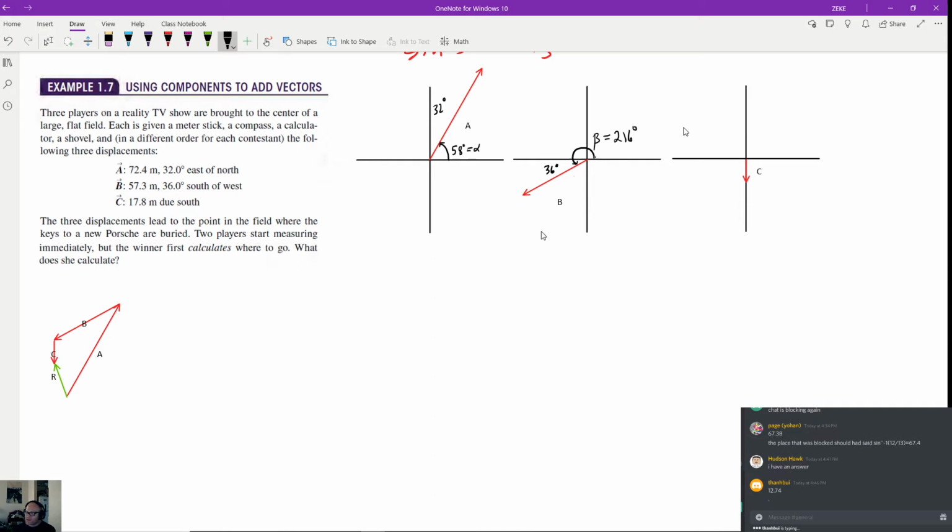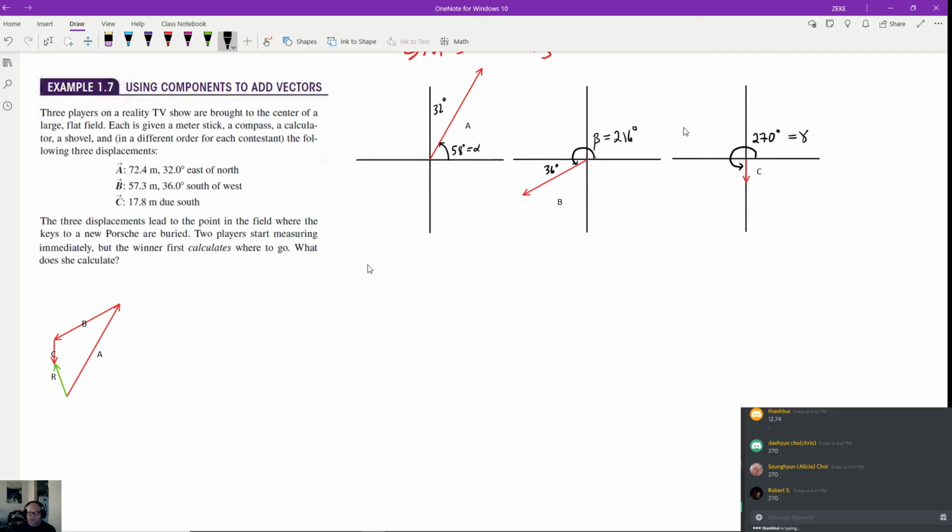And then for vector C, can you tell me in the chat, what angle should I use for vector C? What would be a good angle to use for vector C? You can either go this way or you can go this way. 270, sure, that works fine. So we'll define this angle right here as 270 degrees. And since we did alpha, beta, the next one will be gamma. Okay. Now, if we define these angles like this, what we can do is the following.